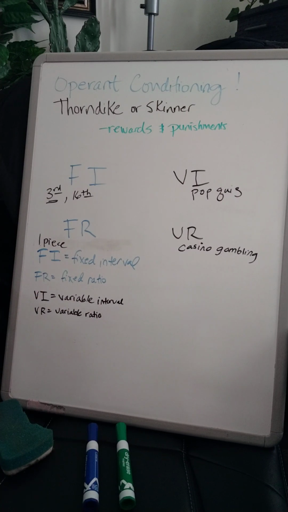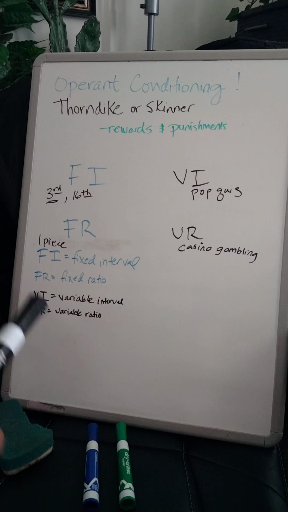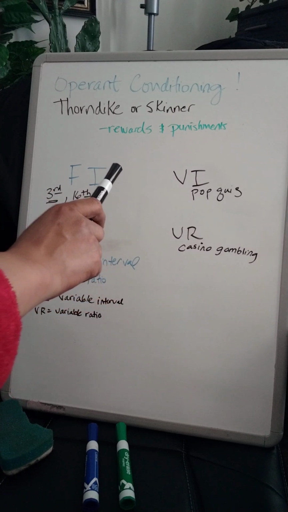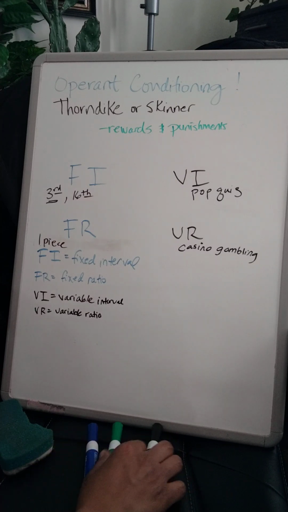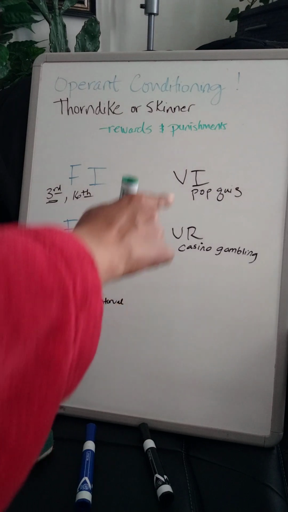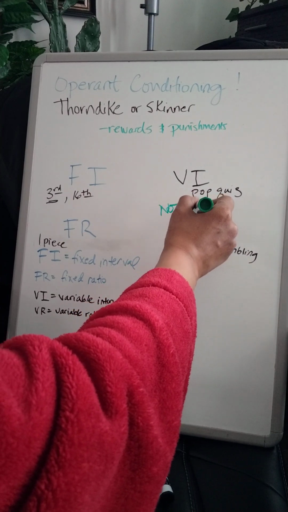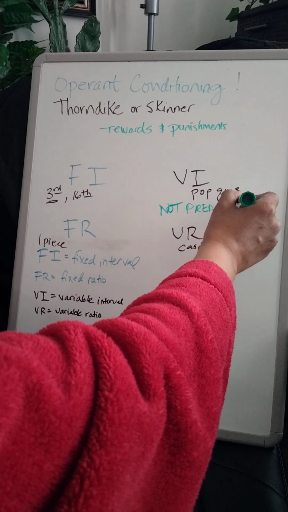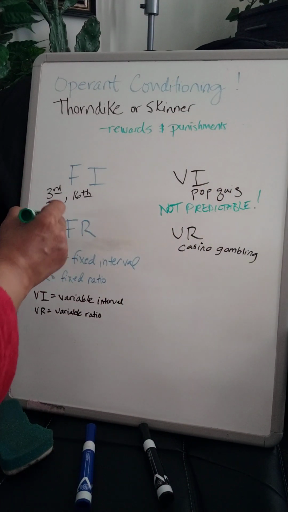So when we're looking at fixed, we want to think of predictable, scallop rate of response, remember? And variable, not predictable, okay? Not predictable. And these are predictable. Okay. Let me make a little note. So, remember, over here, not predictable. Okay. And on the left side, these are predictable.